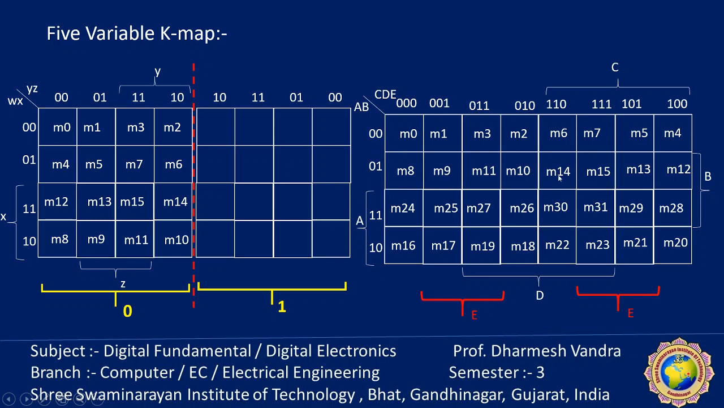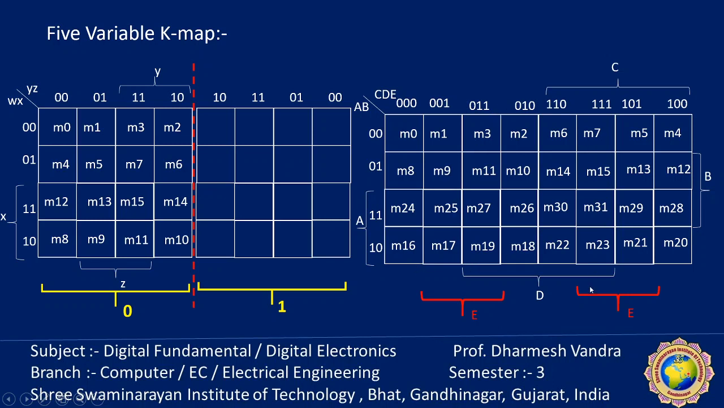The first 16 cells represent A equal to 0, so A dash. The last 16 cells, the last two rows, are represented by A. If all minterms from the last two rows are present, we can say the function is A itself directly. The first four columns are represented by C dash because C is 0, and the last four columns represent C equal to 1, so C. The middle two rows are represented by B, while the upper and last rows are represented by B dash.